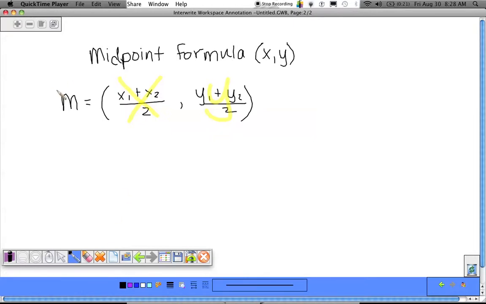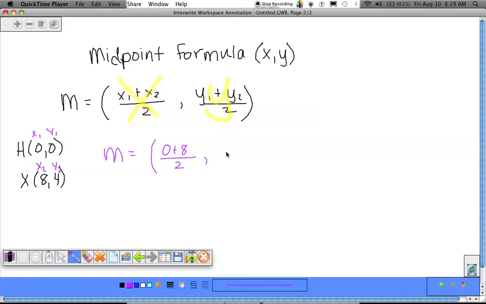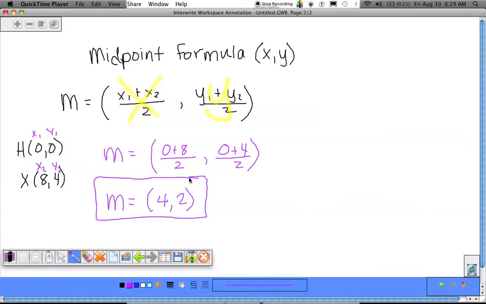So let's try an example with these. We'll do h, which is at 0, 0, and x, which is 8, 4. And again, I recommend starting by labeling. So x1, y1, x2, y2, and you just plug it in. So m is equal to 0 plus 8 divided by 2, comma, 0 plus 4 divided by 2. So we have 8 divided by 2, which is 4, and then 4 divided by 2, which is 2, so that would be your answer there.